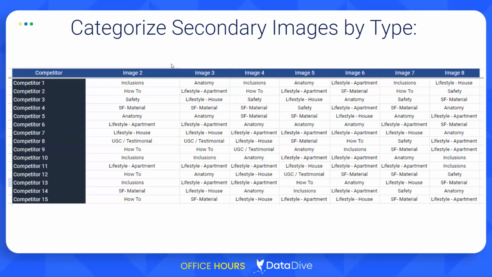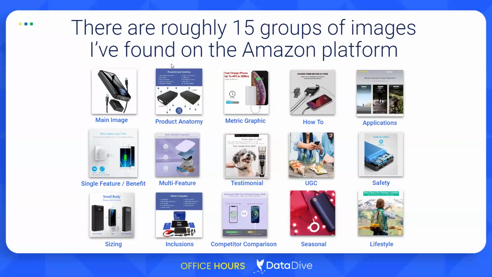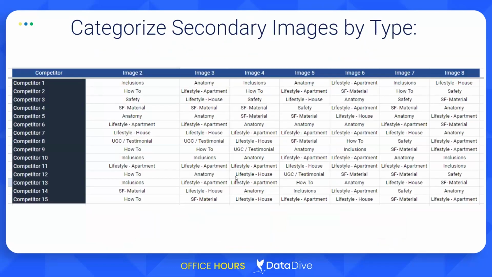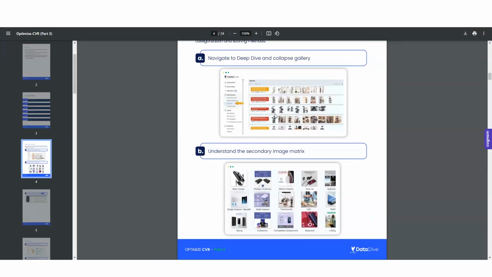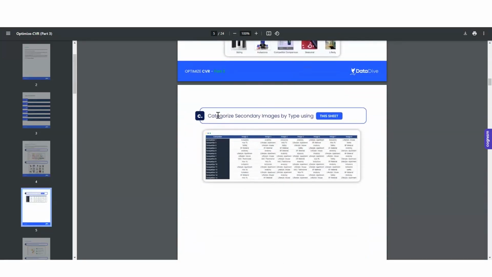And so what you're going to do is think about these groups. Sometimes images will fall out of these groups; sometimes they're a little bit different. But generally, you're going to start to see the same thing over and over again. Inside of our workflow, I'm going to hop over real quick. We've covered all of this so far: navigate and Dive, secondary image matrix.